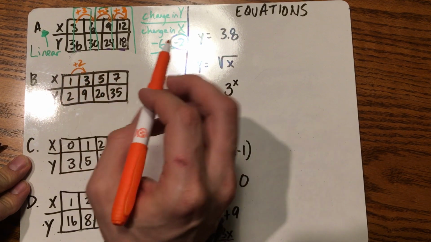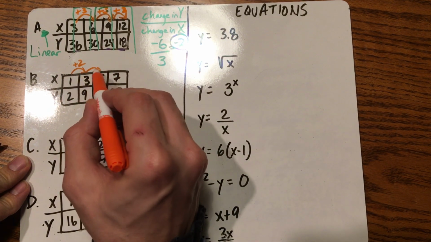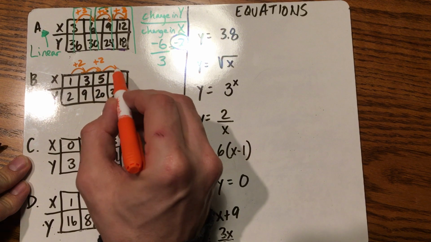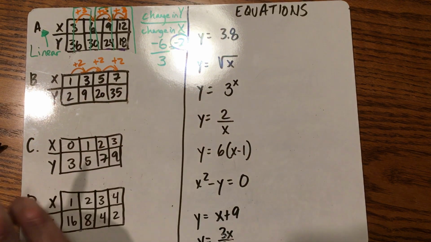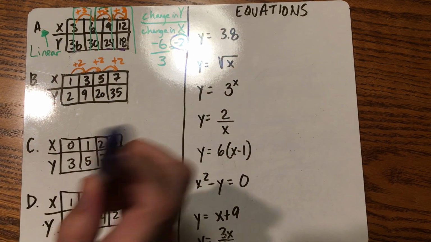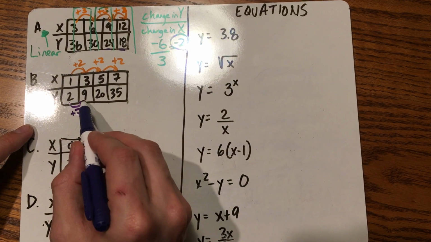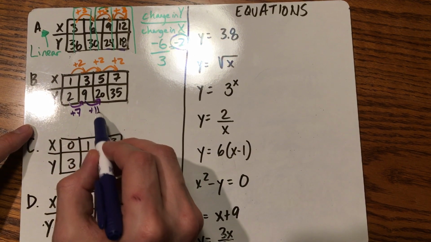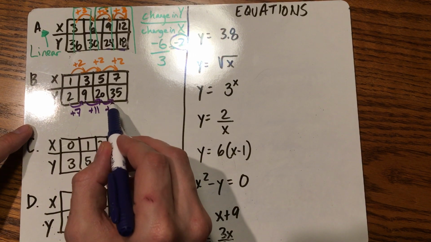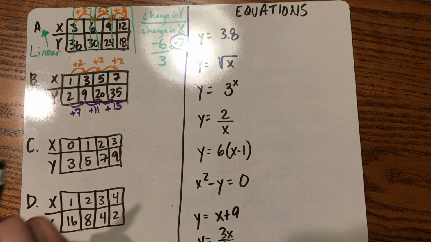From 1 to 3, that's +2. How do you get from 3 to 5? +2. How do you get from 5 to 7? +2. Okay, all those are consistent, so that's looking pretty good, but we've got to check the y category, the output here. From 2 to 9, that's +7. From 9 to 20, that's +11. From 20 to 35, that's +15. So I feel like this is definitely not going to work, right?